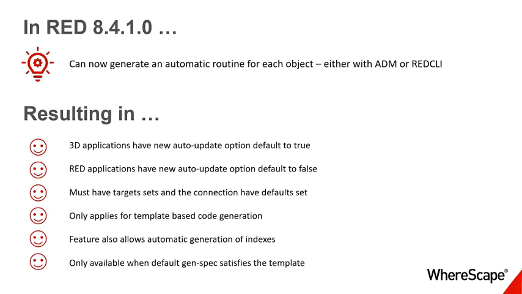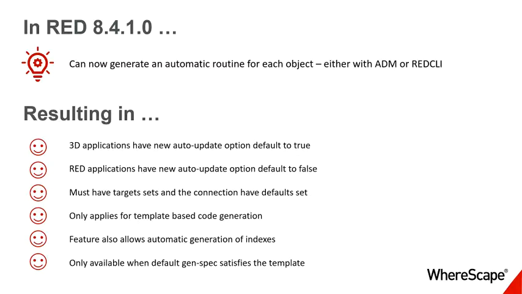Setup Administrator now has an option to automatically generate the routine for incoming objects. For 3D applications, this new option is set to true. For RED applications, the default option is set to false. To use this feature, they must have the target set in the application, and the connection must have their default templates set.